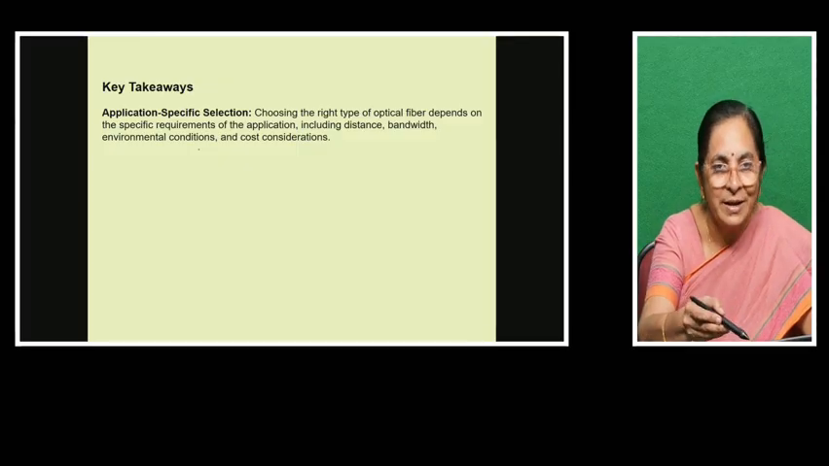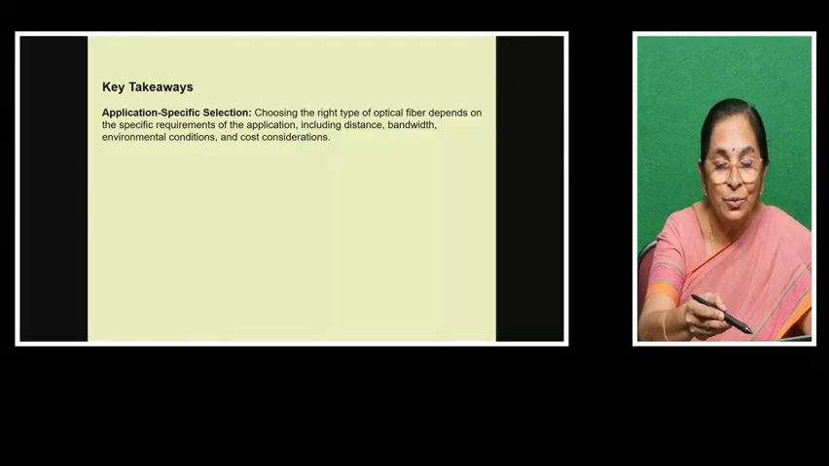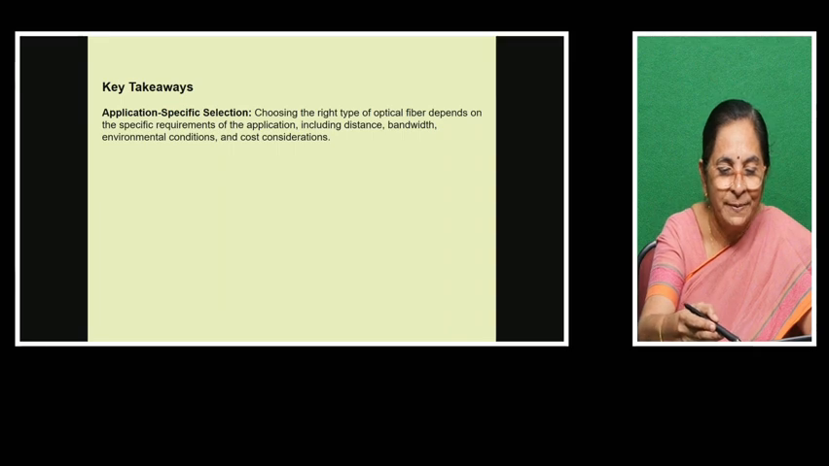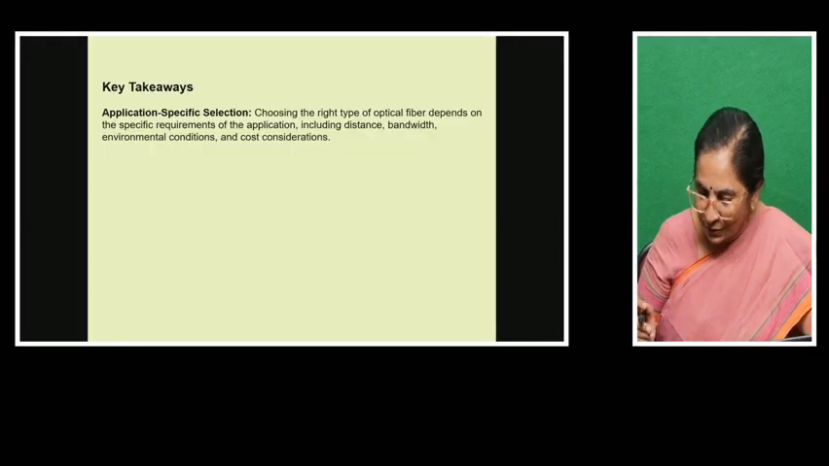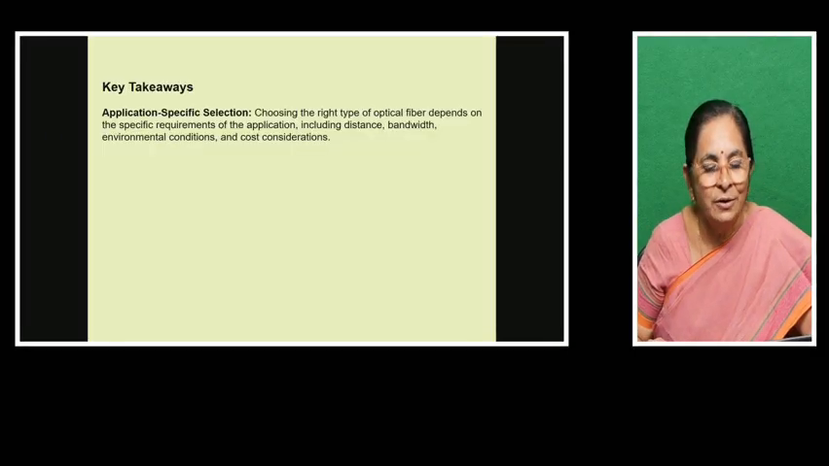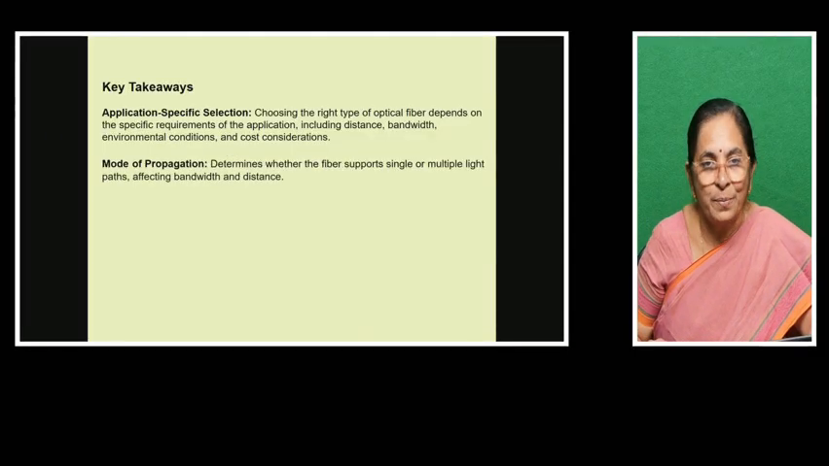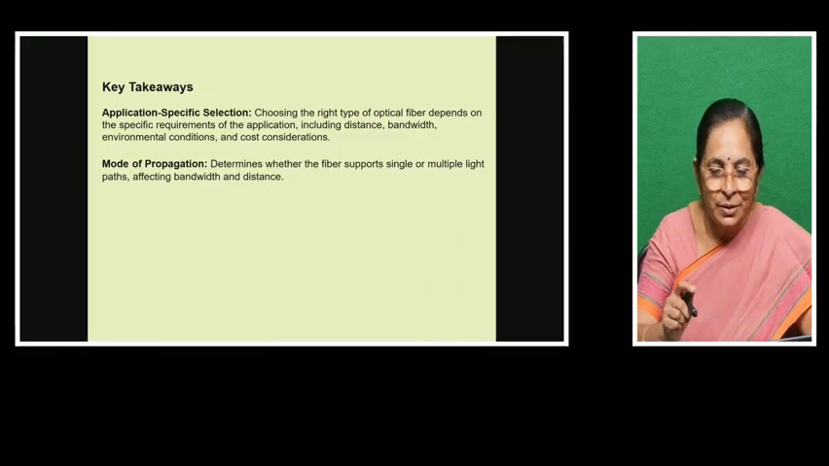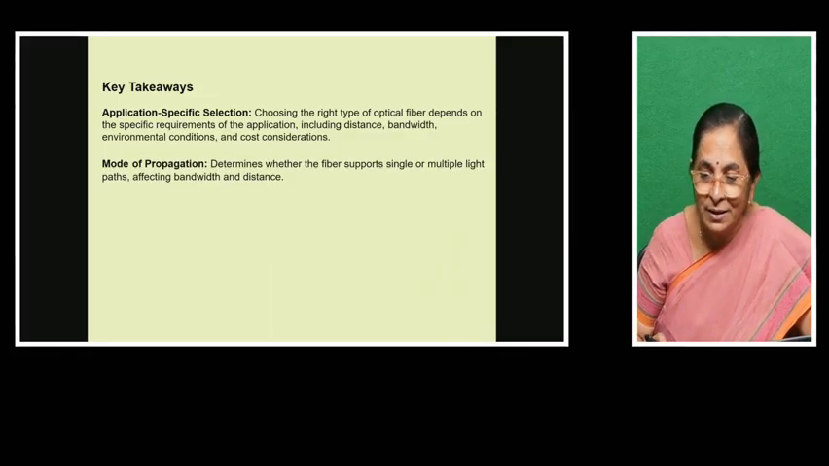If it is too high climate, then better to go for glass optical fibers. So environmental factors, too cold climates, what type of optical fiber to be chosen, and the cost considerations also have to be considered while choosing the optical fiber. Mode of propagation, which mode you want. Longer distance means you have to go for single mode optical fiber. It determines whether the fiber supports single or multiple light paths, affecting bandwidth and distance.